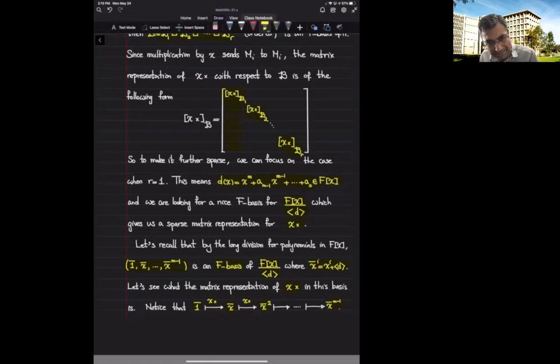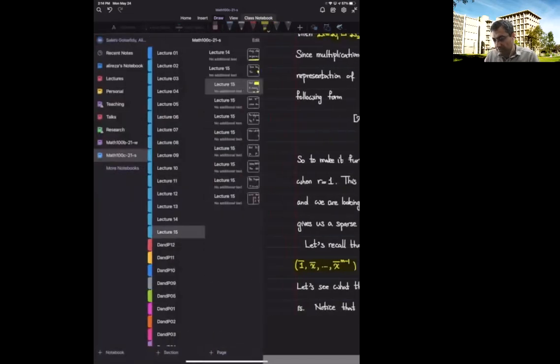Now the story is different. When I multiply this by x, I get x to the power m, which is not here. So I need to write down x to the power m as an F-linear combination of these elements. Now, what is x to the power m in terms of these vectors?